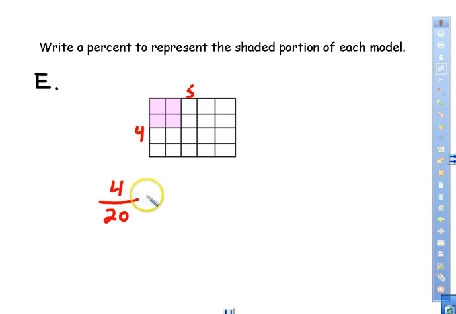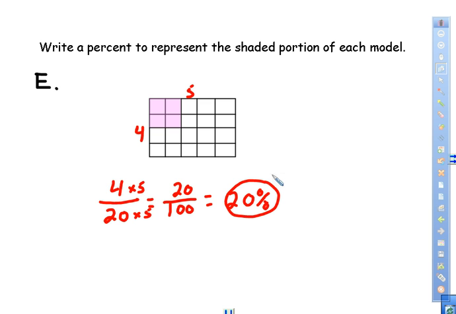So now, since we are trying to write a percent, some of you might say, well, we need to reduce this. Well, you don't want to reduce it because we're trying to make it bigger. We're trying to make it equal to a number over 100. So how did 20 become 100? Times 5. So 4 times 5 is 20. And again, any number over 100 is the percent. So we get 20% for my answer.